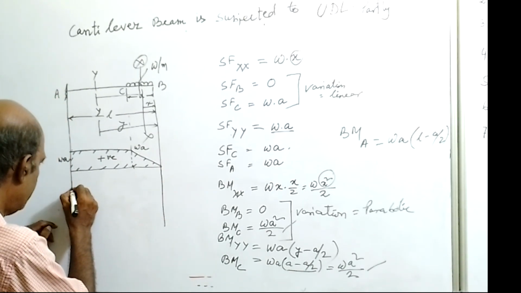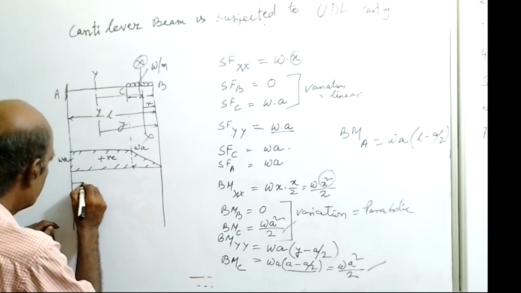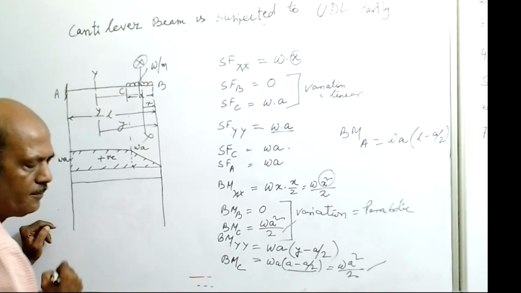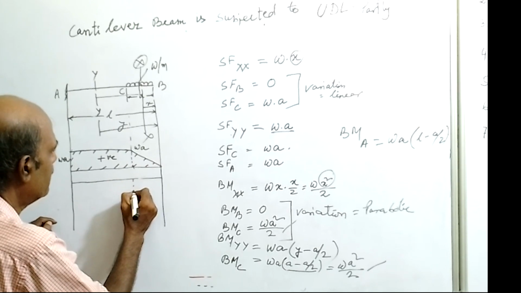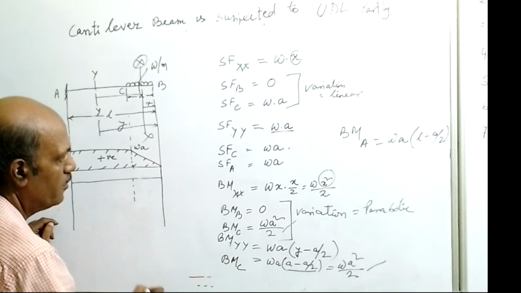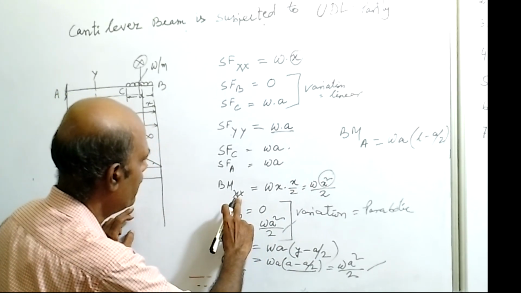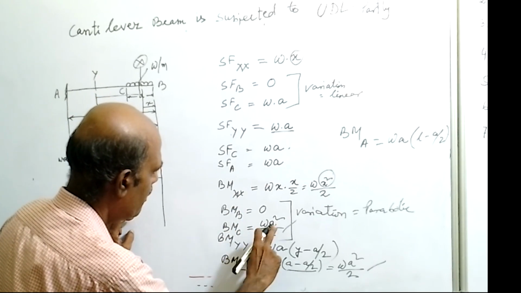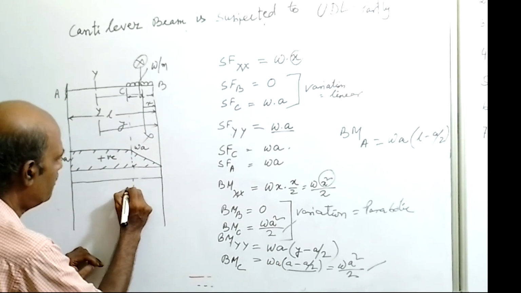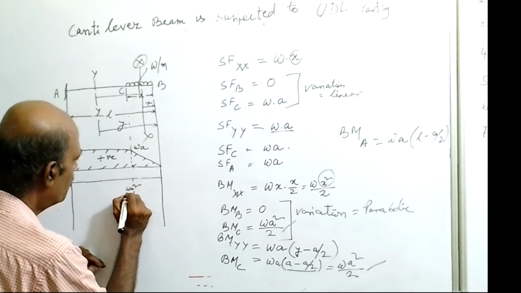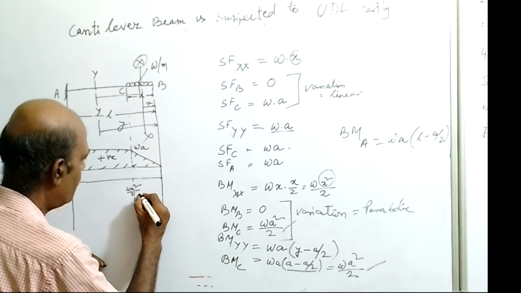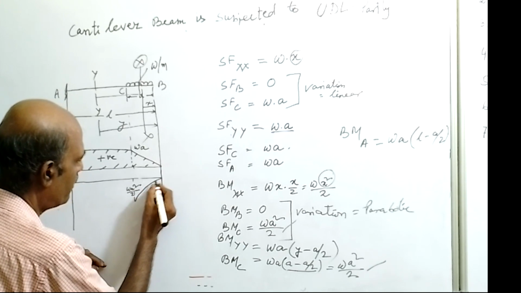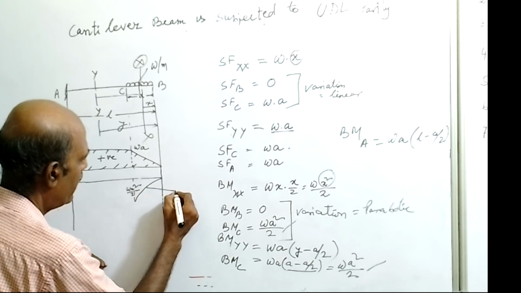All the moments are negative. So draw the baseline. Then under point C, how much is it? At point C, the bending moment is W a square by 2, with some scale. And this side the variation is parabolic, so you just put a parabolic curve. We will write here parabolic.